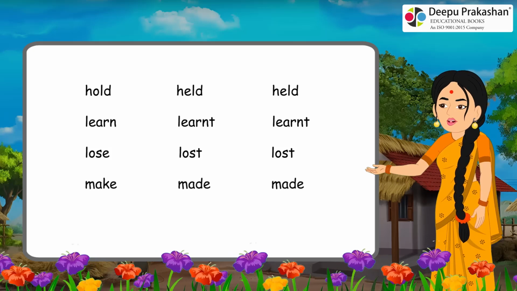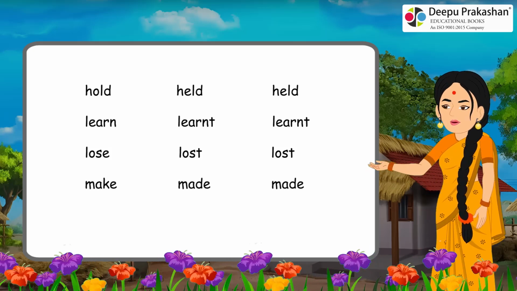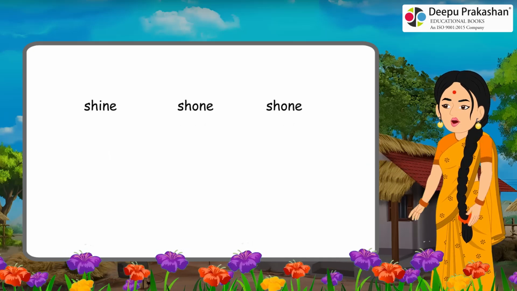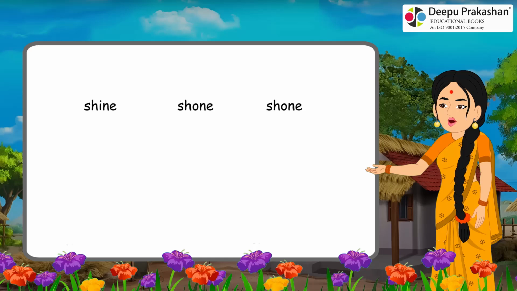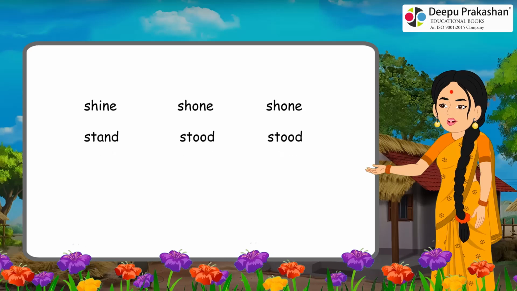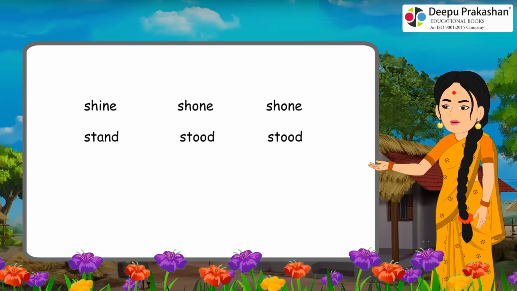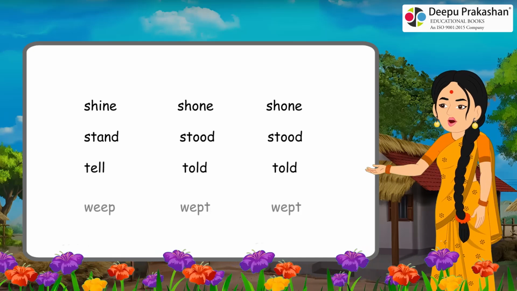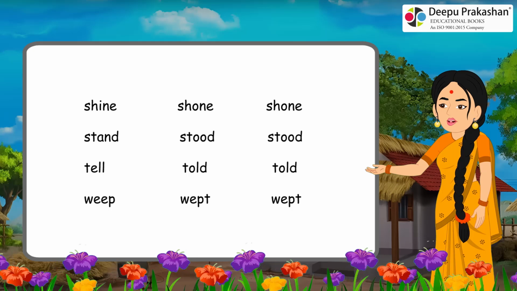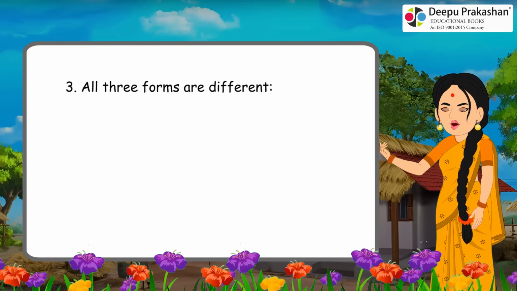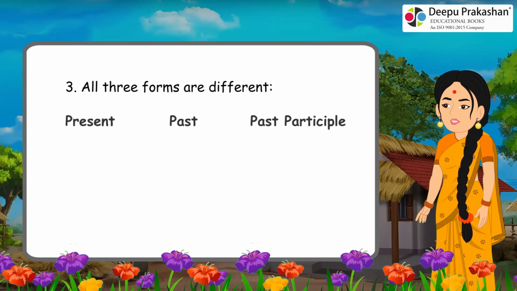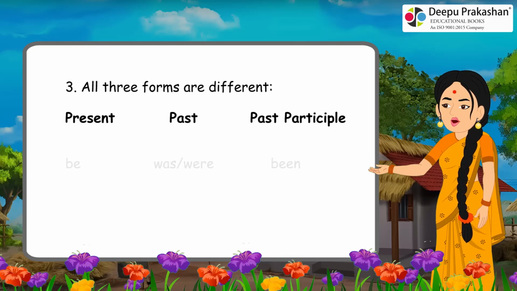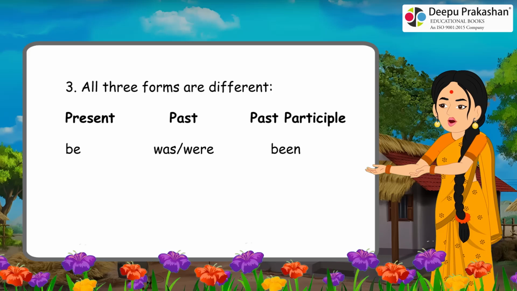Make, made, made. Meet, met, met. Shine, shone, shone. Stand, stood, stood. Tell, told, told. Weep, wept, wept. 3. All three forms are different. Present, past, past participle. Be, was or were, been.